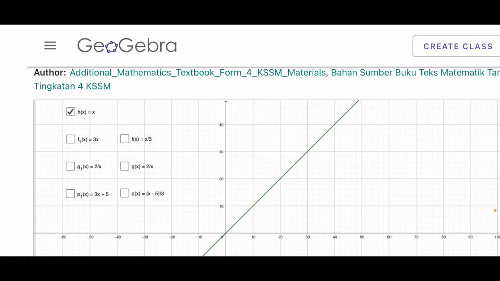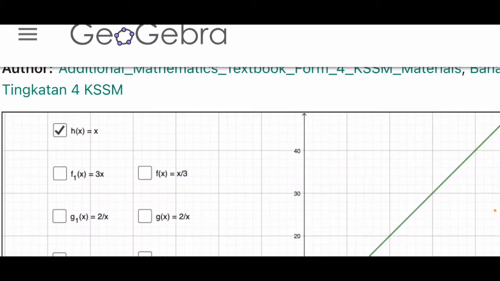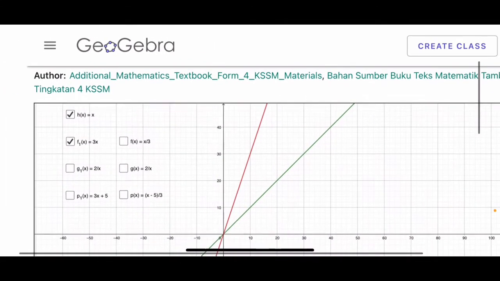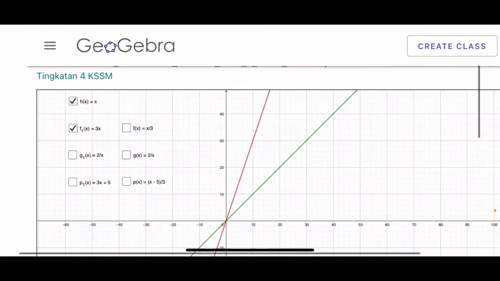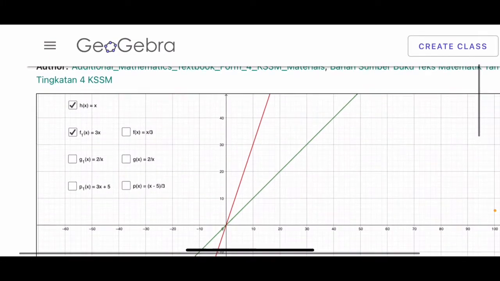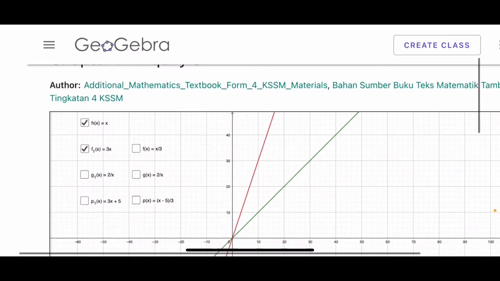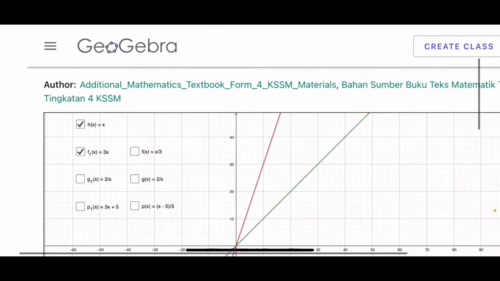h(x) equal to x is a straight line that passes through the origin of the x and y axes on a Cartesian plane. Now I'm going to click another one, let me zoom, which is f1(x) equal to 3x. Let's have a look. You can see the red line, that is the graph of f1(x) equal to 3x. We can call it function f1(x). It also passes through the origin.